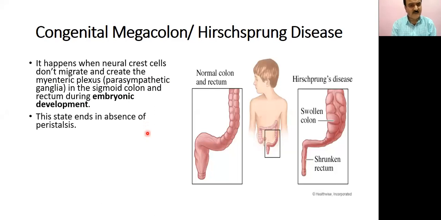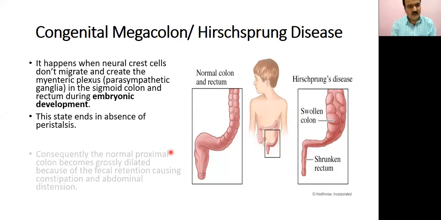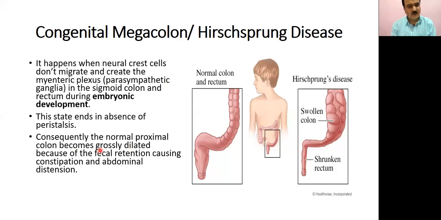What happens in them? This state ends in absence of peristalsis because they lack the parasympathetic control. The neuroplexus is absent there, so peristalsis does not occur. When peristalsis does not occur, the proximal colon dilates because the fecal matter is not propelled distally. Consequently, the normal proximal colon becomes grossly dilated because of the fecal retention, causing constipation and abdominal distension.